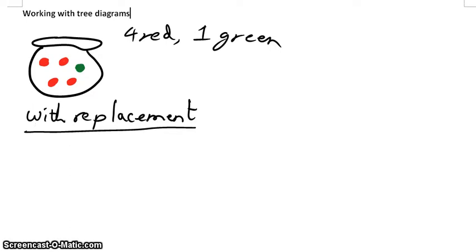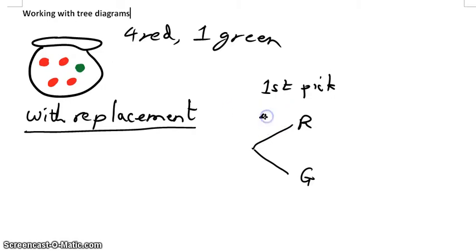Okay, now this is a classic use of a tree diagram. So if you think about it, on our first pick, when we actually put our hand in the bag, what are the only possible outcomes? Correct, right? You're either going to pick a red, or you're going to pick a green. Now nothing else could happen, that's it. Now, what's the chance of picking a red ball? Correct, 4 out of 5. And what's the chance of picking the green ball? Okay, 1 out of 5.